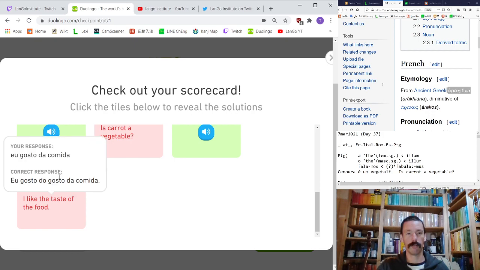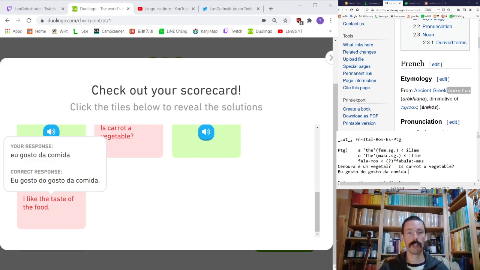I like the taste of the food. Eu gosto do gosto da comida. It sounds a little inelegant to me, but what do I know? I'm not a speaker. Eu gosto. The verb and the noun happen to have the same form. Well, they're related words. But gosto, the I form, ending in O, and the masculine noun, thematic, so it also ends in O. Da, of the, it's a fusion word. Actually, this one is two, do and da, coming from de and the article. Da comida. That's it. I like the taste of the food.